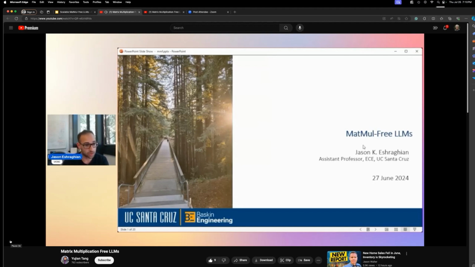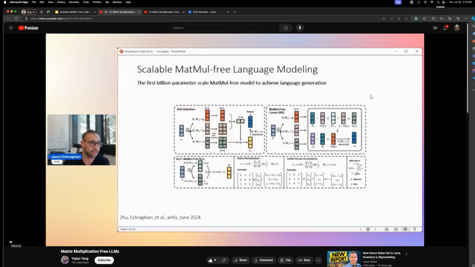Without further ado, let's dive into this preprint and see what it's all about. For context, it's the first billion-parameter scale matrix multiply free model to achieve language generation. This is a very high-level overview of self-attention on the top left, and the operators required for the matrix multiply free approach on the right. We're going to break this down very briefly in order to get a sense of what's going on. At an arm's length view, the things that we did were threefold.